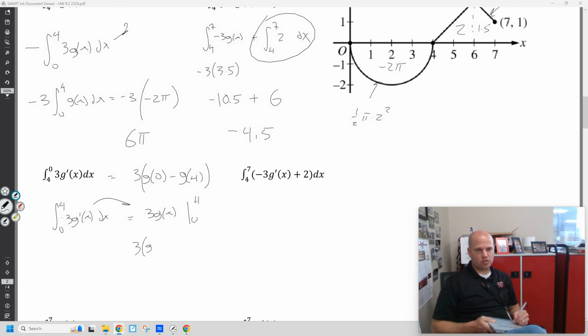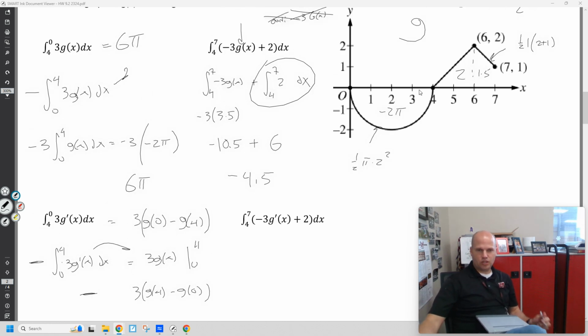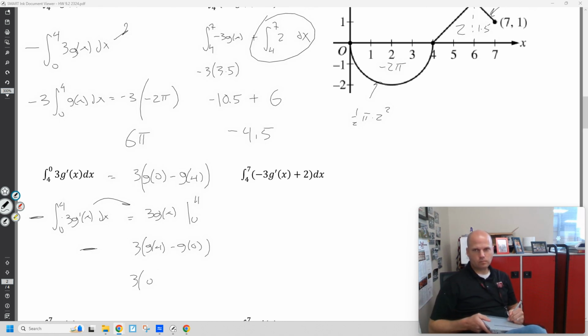Plug in 0 and 4. You get 3 times g of 4 minus g of 0. Again, I'm flipping the numbers, so I'm going to take the opposite of this answer. Let me just show you. G of 4 is 0. G of 0 is 0. Oh, what a horrible question, Mr. Mester. I should have done from 0 to 6. But maybe I just wanted to show you that you can get 0. So the answer is going to be 0. And if you did it the other way, g of 0 is 0 minus g of 4, which is 0, times 3, you're going to get 0.